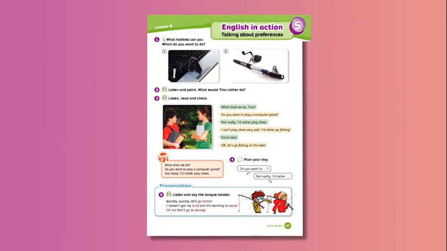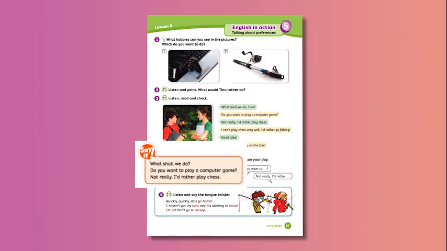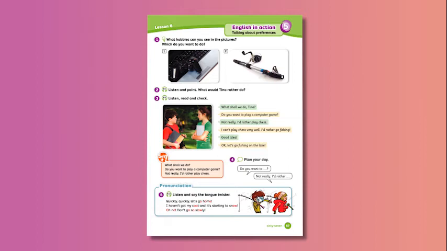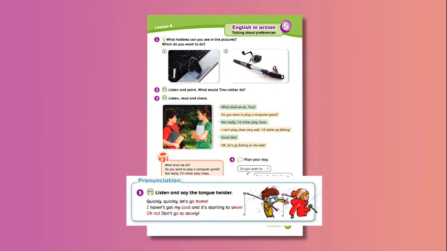The English in Action lesson introduces useful functional language. Exposing children to this language right from the start ensures they learn what to say in a variety of situations, such as talking about preferences, asking for directions, or calling the emergency services. Each lesson also includes a phonics or pronunciation activity.